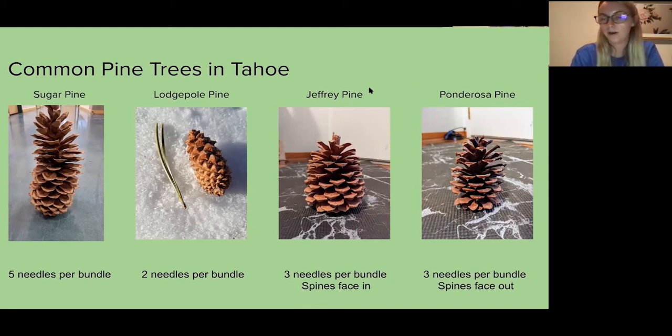Jeffrey pine and Ponderosa pine, like I said before, are very similar trees. So if you see a pine tree that has 3 needles per bundle and you don't know whether it's a Jeffrey or a Ponderosa pine, you can pick up a pine cone off the ground near the base of the tree and hold it. If it does not poke you, that means it is a gentle Jeffrey cone. The reason it's gentle is that the spines, the pokey parts, on Jeffrey cones actually face in, so they don't face out like they do on a Ponderosa pine. If you were to hold a Ponderosa pine cone, it would poke your hands because those spines stick out. So you can remember a gentle Jeffrey and a prickly Ponderosa.